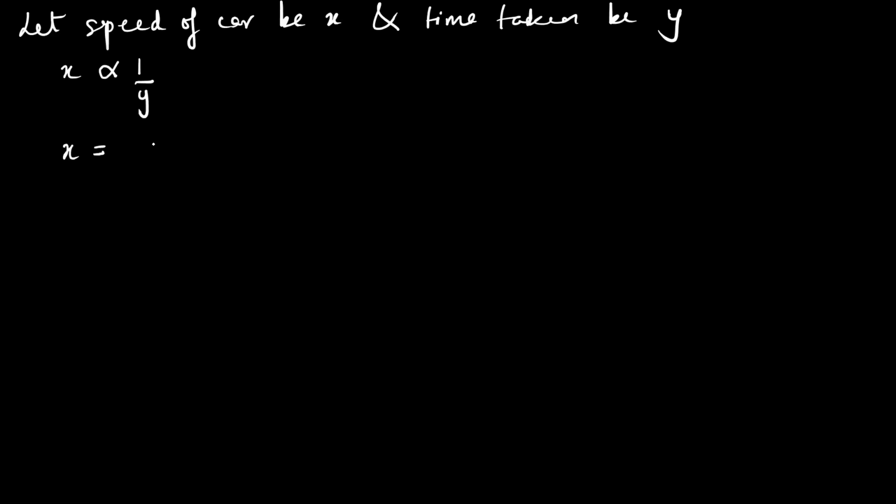X is equal to k. Y disappeared. K and what else for k? K into y. How did y go up? Y should be at the bottom. So what to write, k into y or k upon y? K upon y. K is a constant of variation.